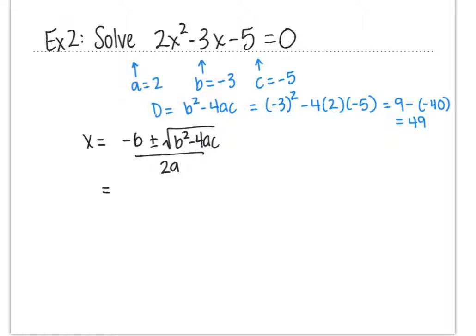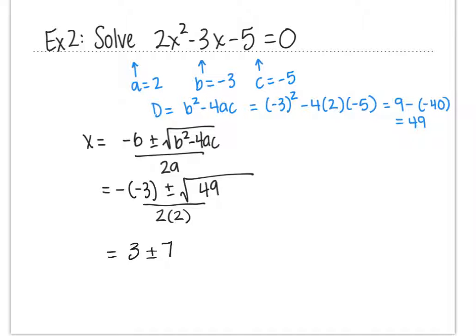We've already identified a, b, and c. We will have the negative of negative 3 plus or minus the square root of 49, again using the discriminant that we've already evaluated, divided by 2 times a. So now when we simplify this, negative of negative 3 is positive 3, and the square root of 49 is 7, so we'll have plus or minus 7, all divided by 4.